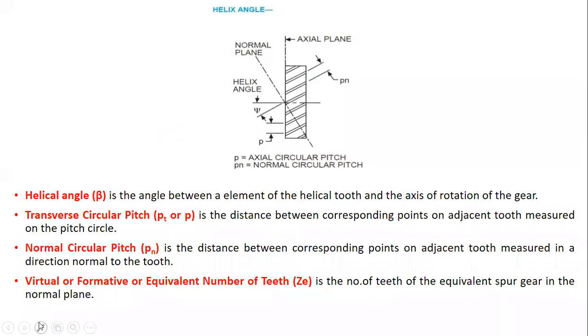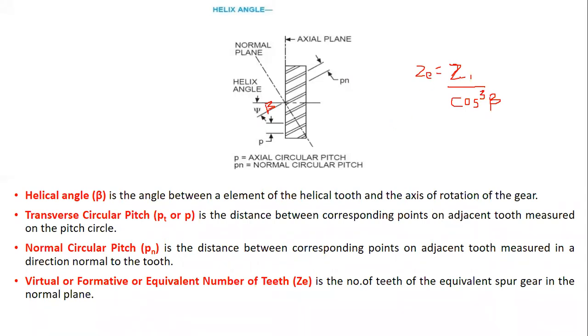ZE can be calculated using the formula which is used to find the equivalent or virtual number of teeth. ZE is equal to Z1 divided by cos cube beta, and this beta is nothing but the helical angle.